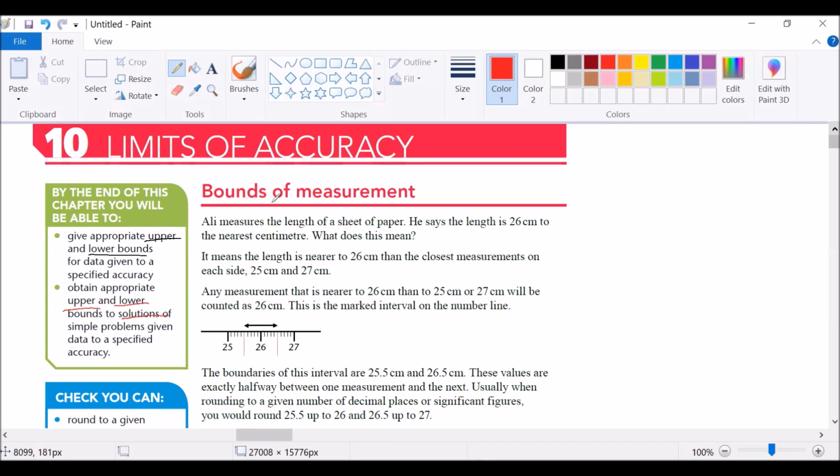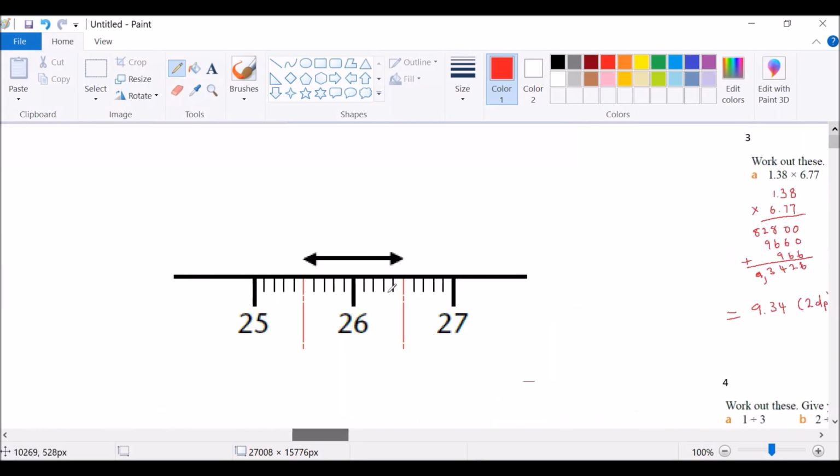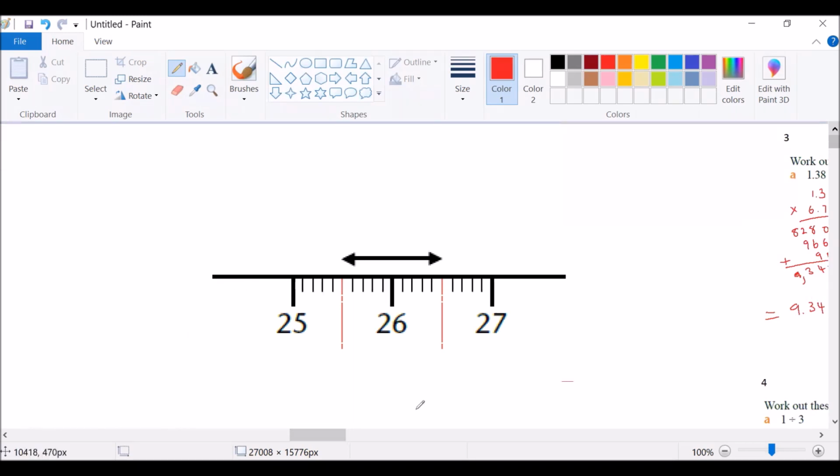What are bounds of measurements? Ali measures the length of a sheet of paper. He says it is 26 centimeters to the nearest centimeter. What does this mean? It means that the length is nearer to 26 than the closest centimeters on each side, 25 and 27. So we can represent this on a number line.